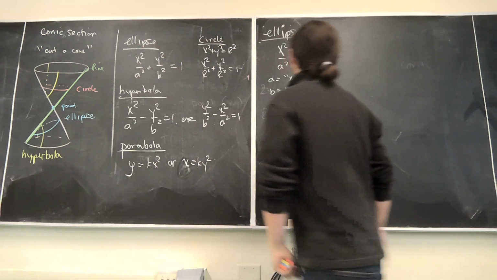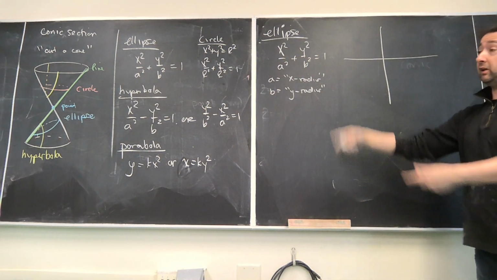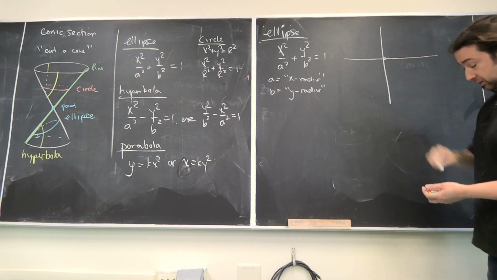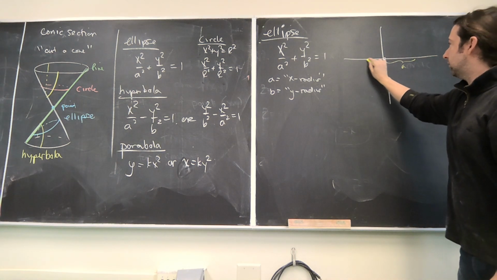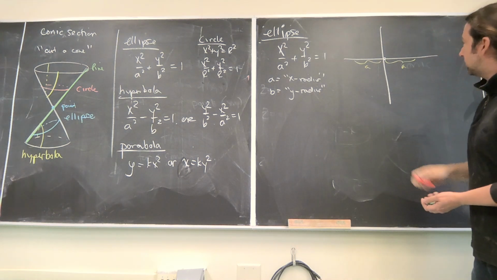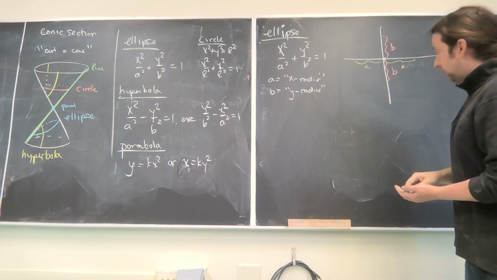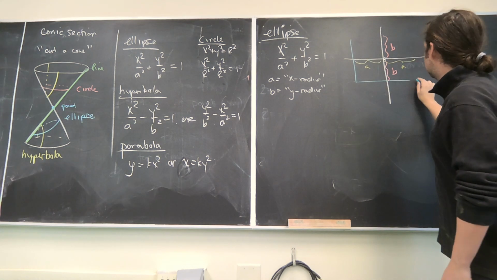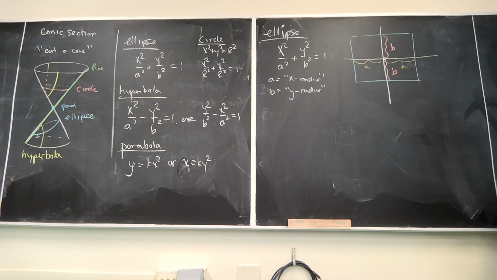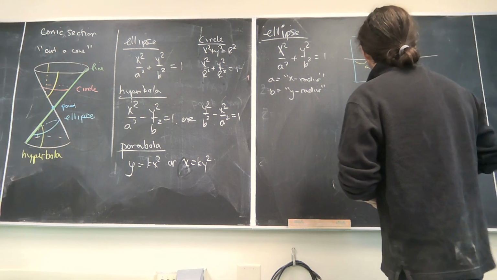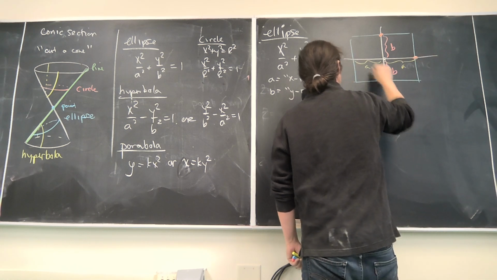So the way that you plot an ellipse is you start at the center of the ellipse. In our case, everything is centered at the origin. You move a units in the x direction because that's your x radius, and b units in the y direction because that's your y radius. And then you draw a rectangle. And then the ellipse is the figure that touches all four sides at their midpoints.